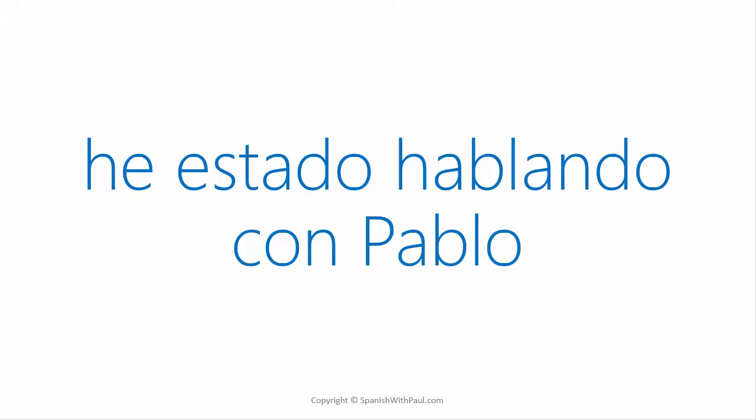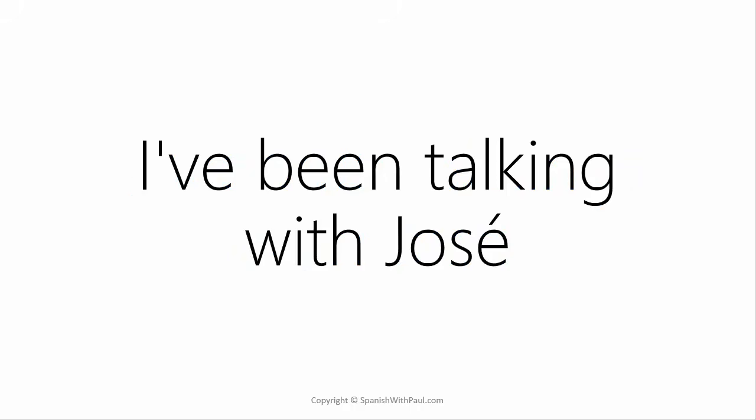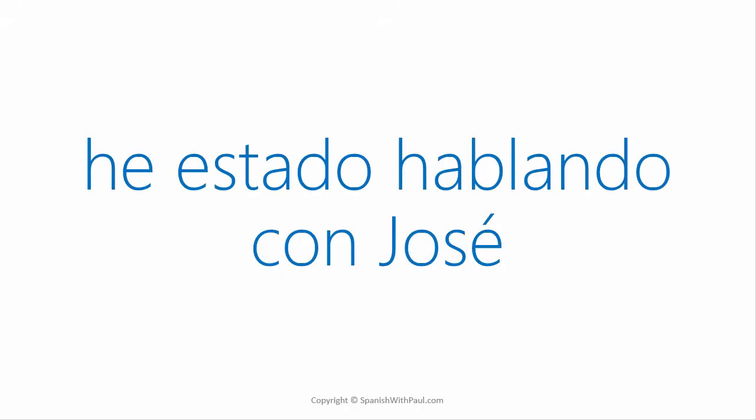Notice the building blocks that we have here. First of all, I have been, he estado. Then we have hablando for talking with Pablo, con Pablo. He estado hablando con Pablo. How would you say, I've been talking with Jose? He estado hablando con Jose.